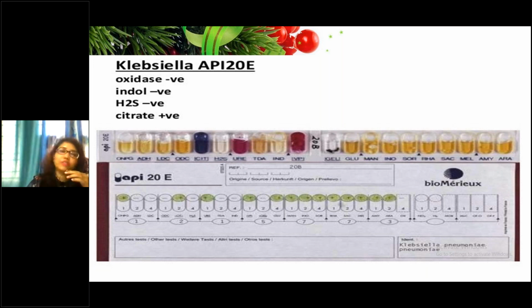So urease positive, citrate positive, indole negative. Please remember at least these three tests. Please remember, indole test is negative, citrate test is positive, urease test is positive. So these three tubes will be given to you in your applied classes.